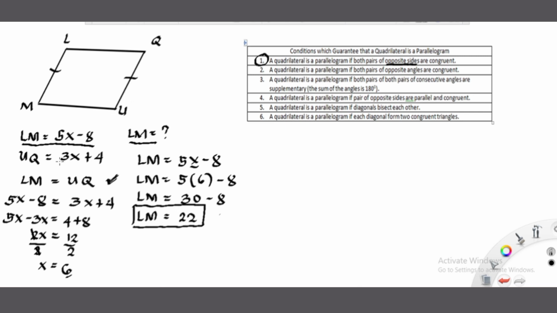Tingnan natin. So ito ang UQ, hindi ba? Ang x natin ay 6. So this will become 3 times 6, which is 18. So 18 ang 3x.